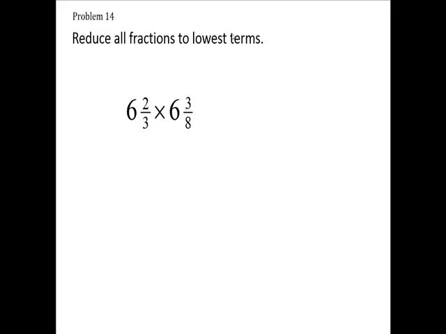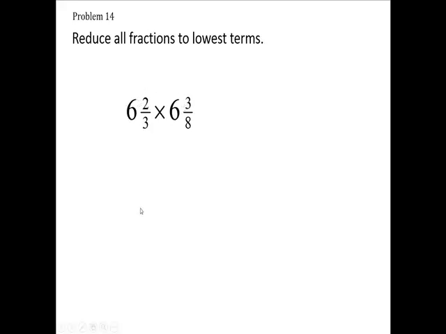Reduce all fractions to lowest terms so that when we get our product by multiplying these two mixed numbers, we want to reduce any chance we get. Okay? So we say fractions. Let's make both of these numbers into fractions. These mixed numerals, we're going to write them as fractions.